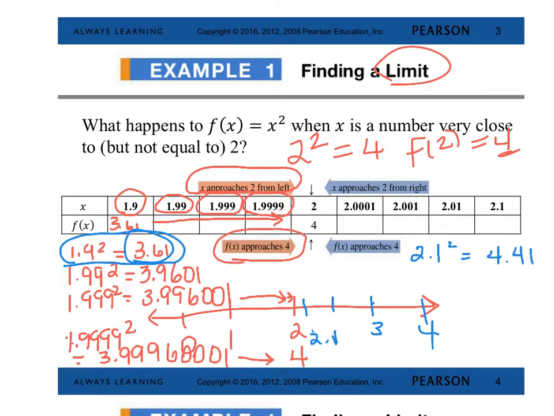So we think, well, let's move a little closer to 2. So we already know that we're at 4.41 if we're at 2.1, but what if we take 2.01? Well, 2.01 is only 1/100th more than 2. And when we square that number, we get a number that's 4.0401, which is indeed a lot closer to 4.